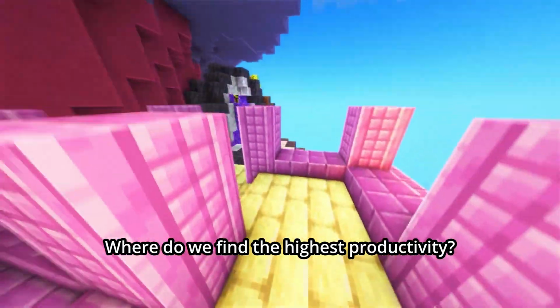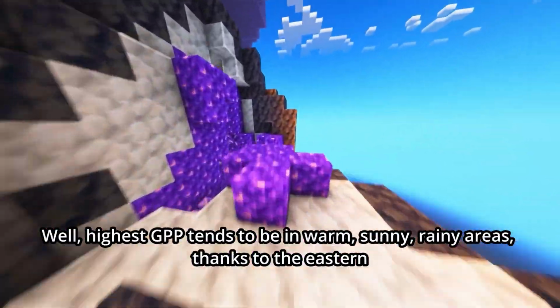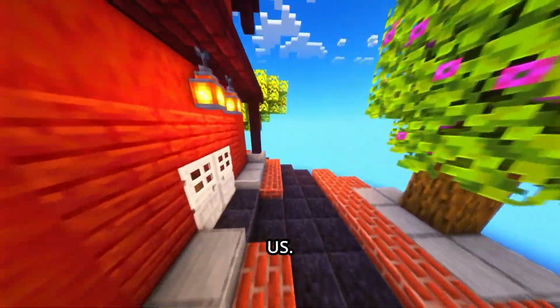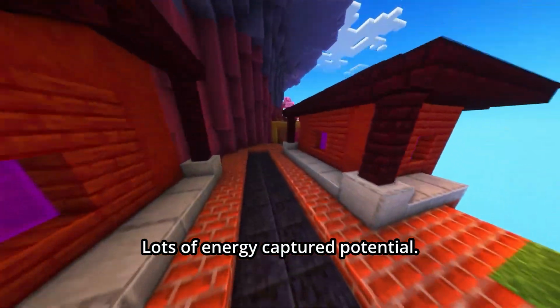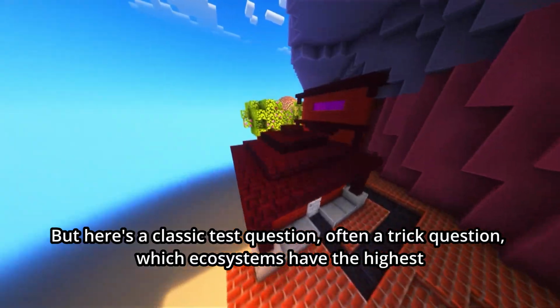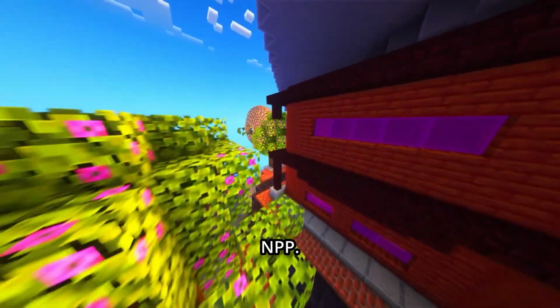So where do we find the highest productivity? Well, highest GPP tends to be in warm, sunny, rainy areas. Think southeastern US. Lots of energy capture potential. But here's a classic test question, often a trick question. Which ecosystems have the highest NPP?